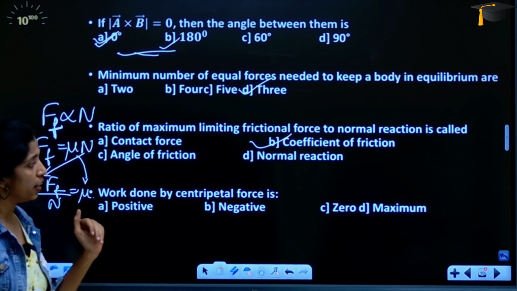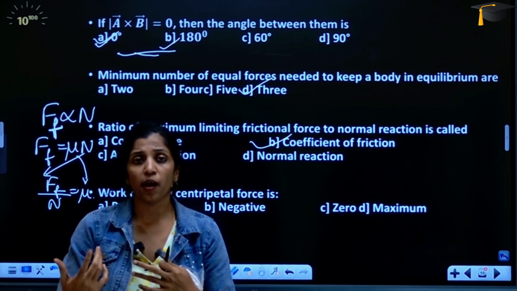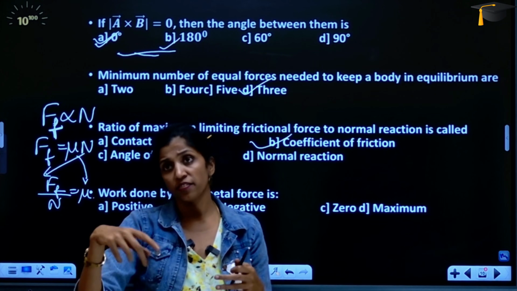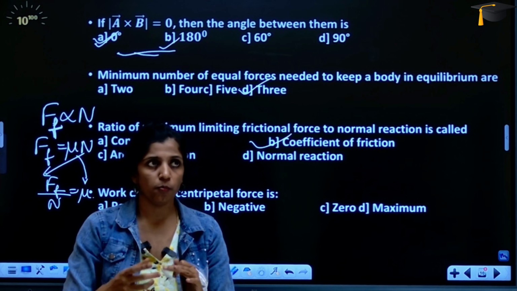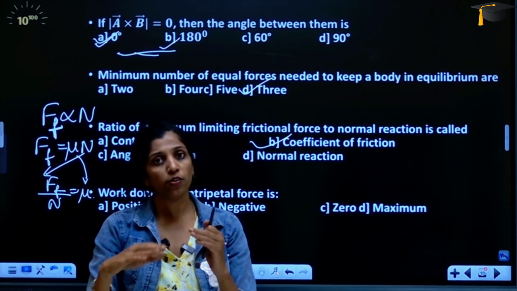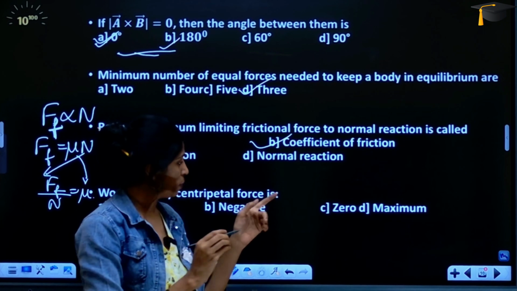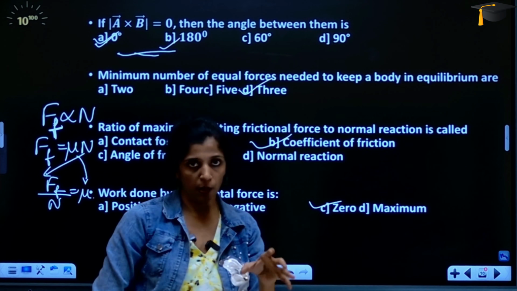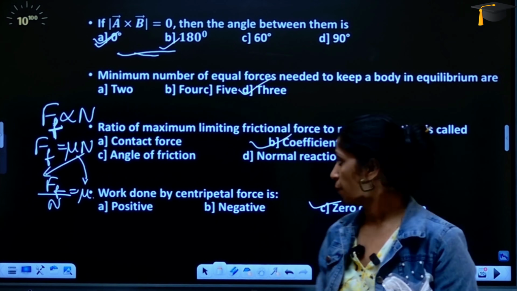Okay, next, the work done by centripetal force. Centripetal force is something which appears when an object is moving in a circular path, right? It keeps an object in a circular path. And please remember, for a circular path, of course that object comes back to its initial position. That's the reason in any case, the work done will always be 0 for a circular path. So the work done by centripetal force is 0.